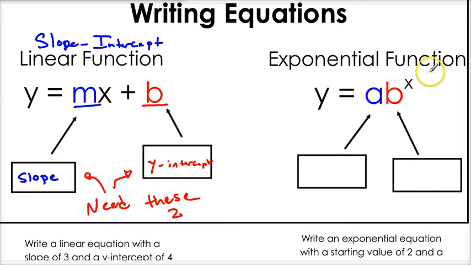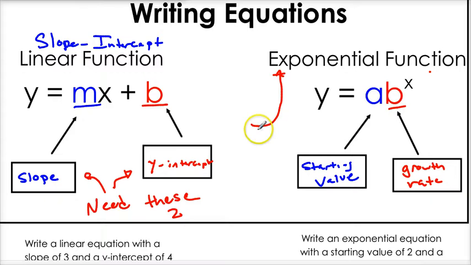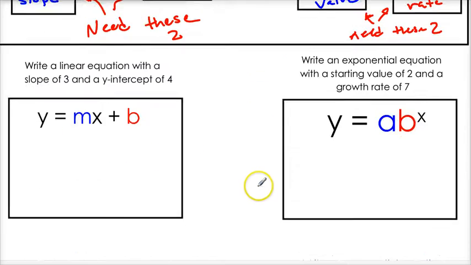For an exponential function, you have two different things. You have an a and a b. Now, these mean totally different things in this case, so let me explain. The a is what we call the starting value. And our b is going to be called our growth rate. Because an exponential function grows at different rates, remember, they shoot up. That b determines how quickly it grows. So if you have these two things, you can write the equation of an exponential function. Need these two.